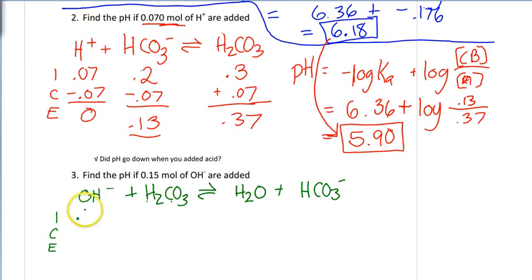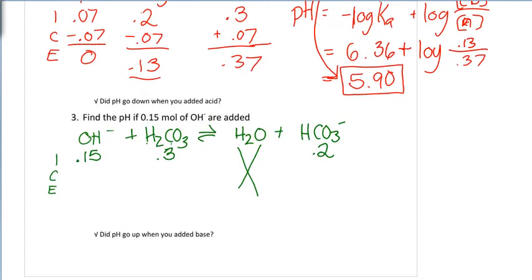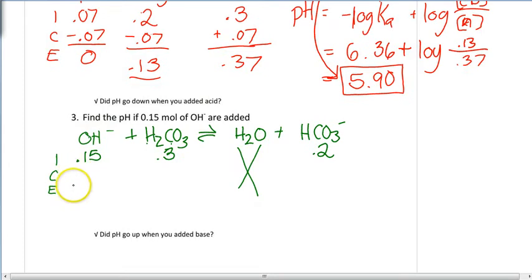Our initial amount or concentration of OH minus is 0.15. For the H2CO3, it was 0.3. And for the HCO3 minus, it was 0.2. Remember, water is a liquid, so it won't count. And then we will need to fill in our change row.